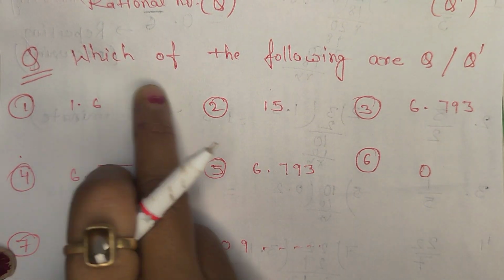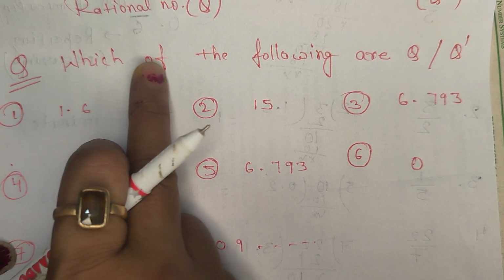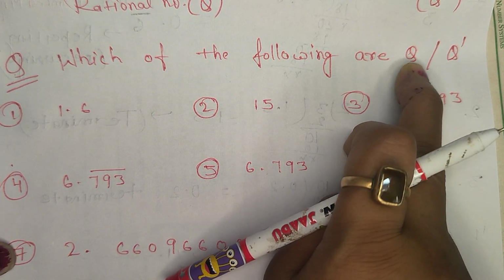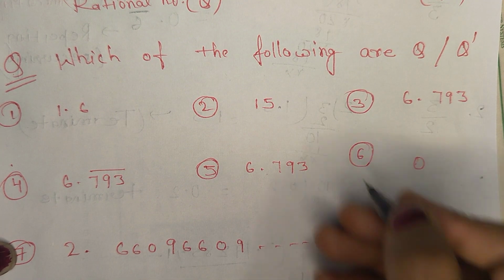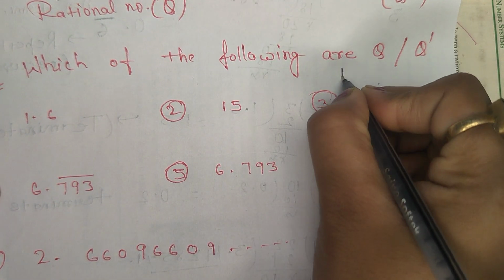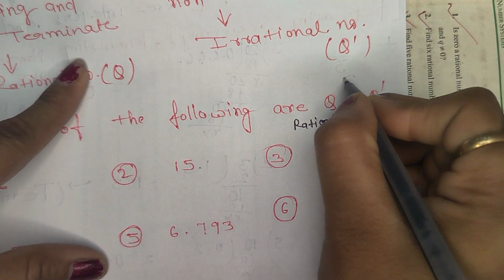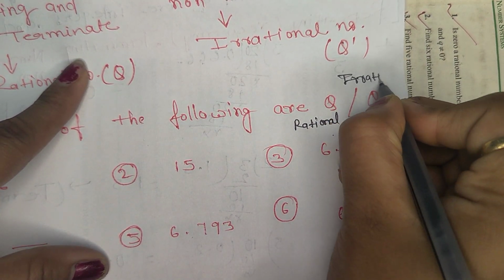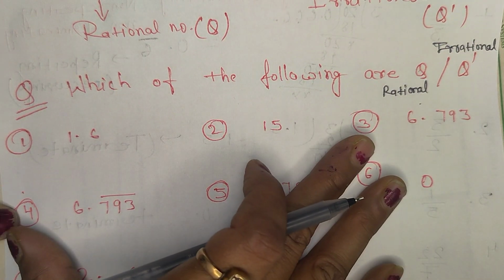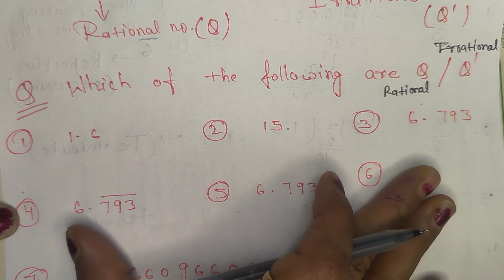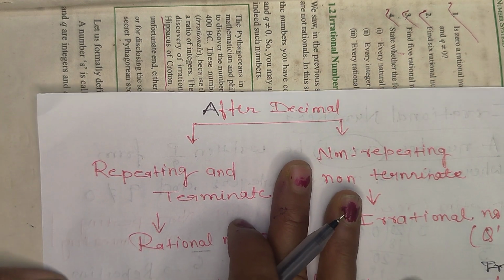Okay, you can see here some questions. The question says: which of the following are rational or irrational numbers? Q is rational and Q dash represents irrational. Okay, before understanding this type of question, you should understand this concept.